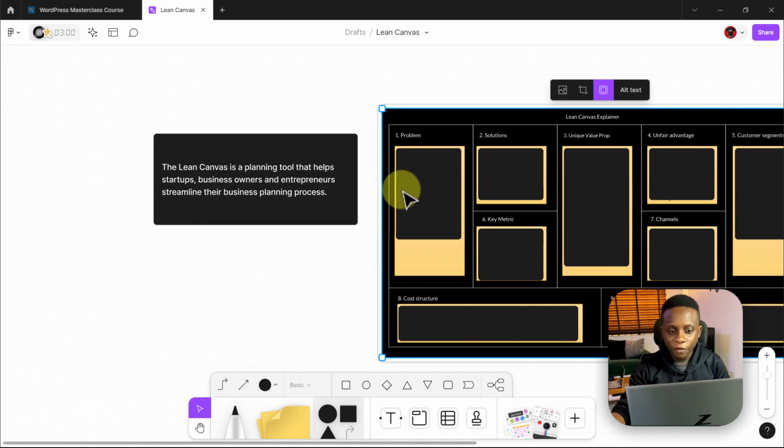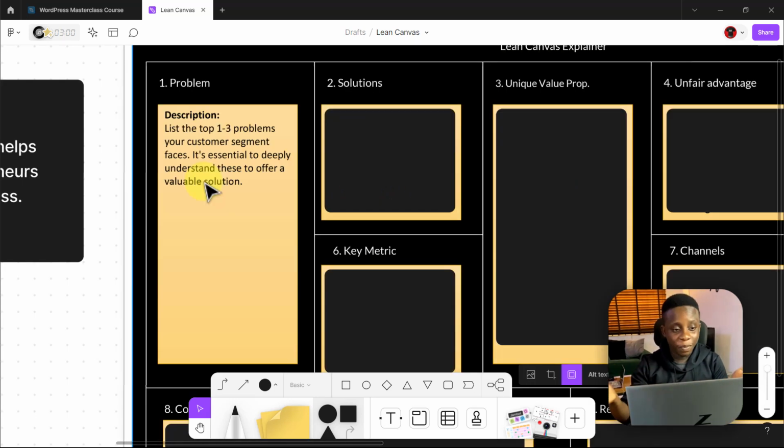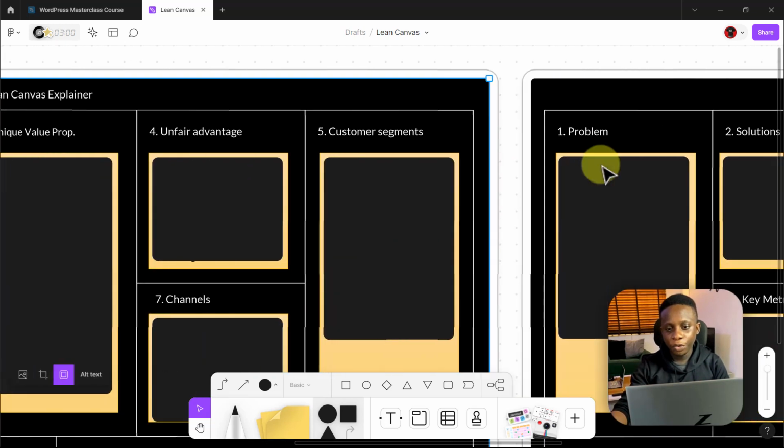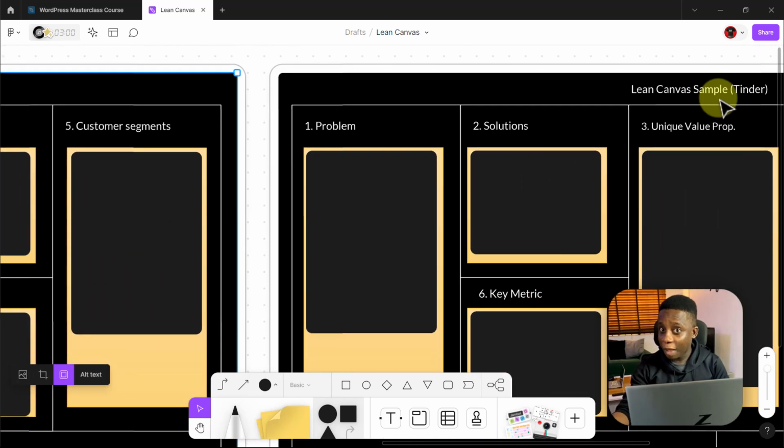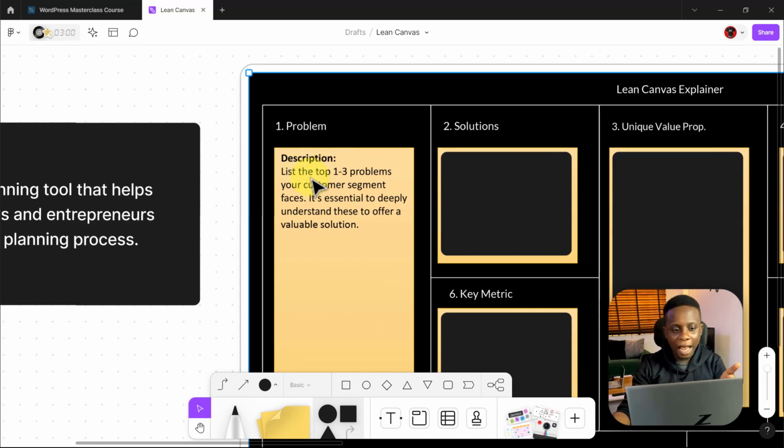The first thing is that a lean canvas is categorized into 9 sections. I'm going to go through each and every one of them one after the other. Number one is the problem. What does the problem mean? It's what problem you are having in your business. Let's take, for example, that we are building a Tinder app. What problem are you having with the Tinder app? You have to list the problems here.